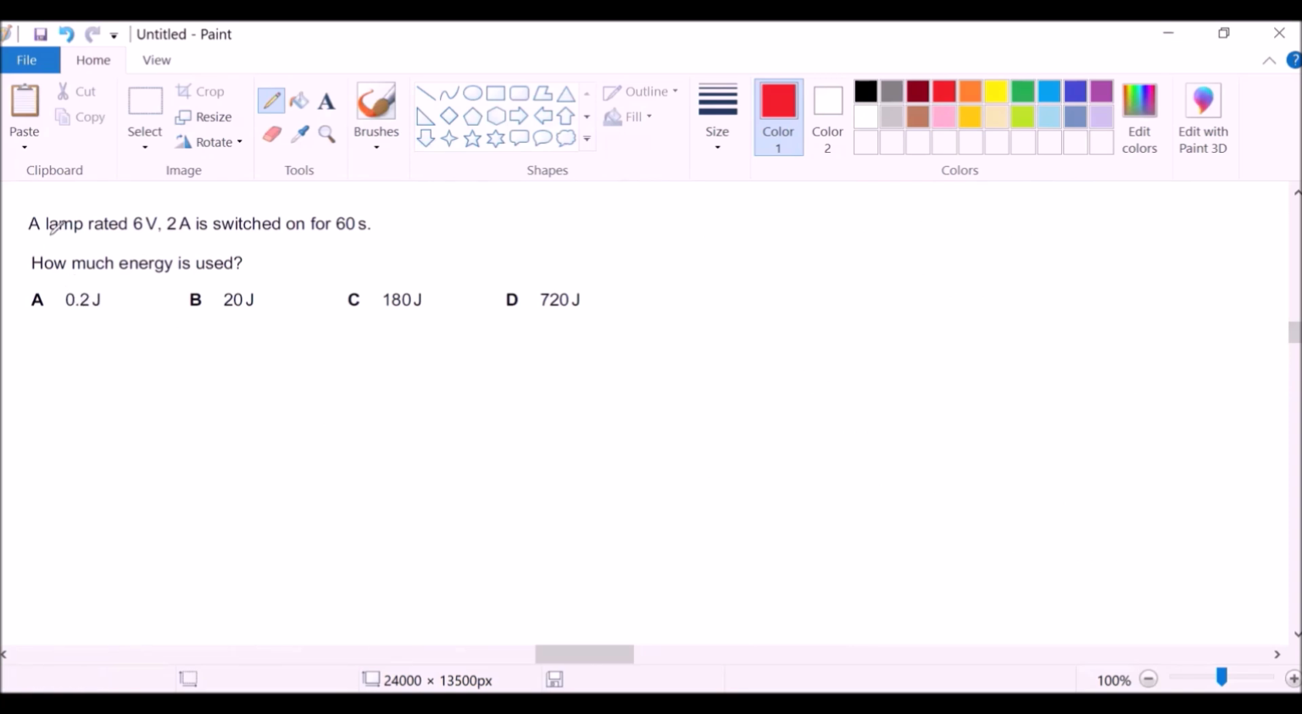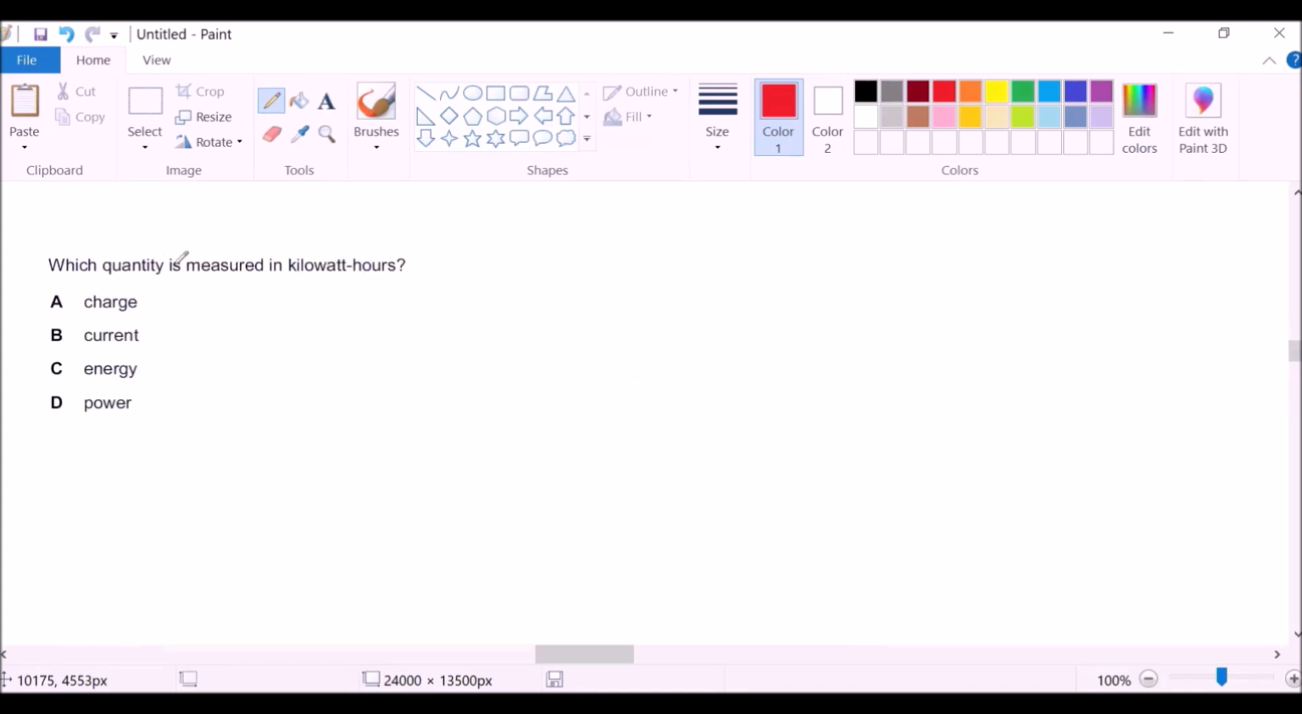Let's look at this example. A lamp rated 6 volts, 2 amps is switched on for 60 seconds. How much energy is used? So we can say energy is equal to power times time, which is power is VI, voltage times current, times time, which is 6 times 2 times 60, which will give us 720 joules.